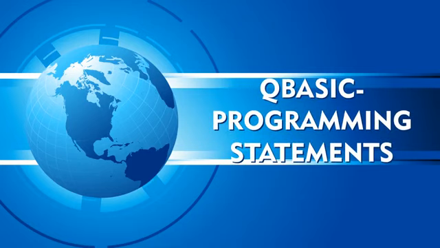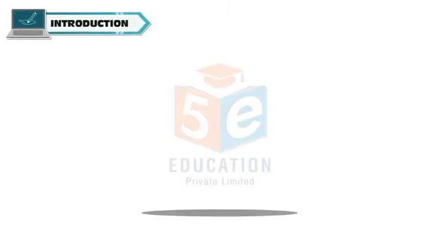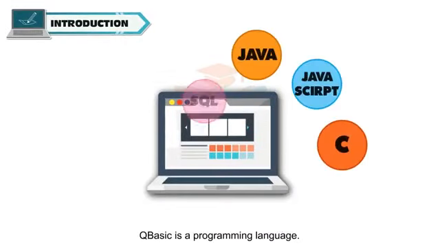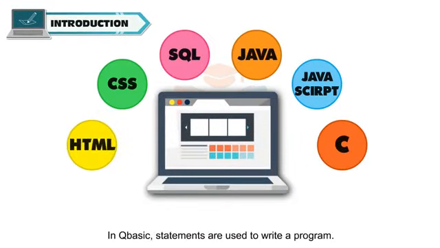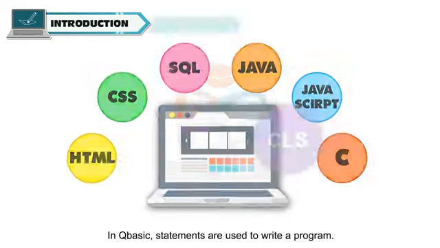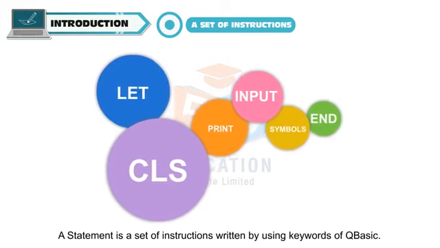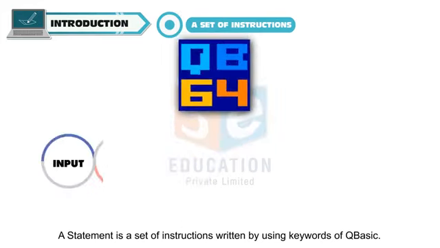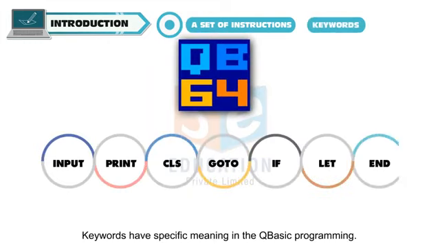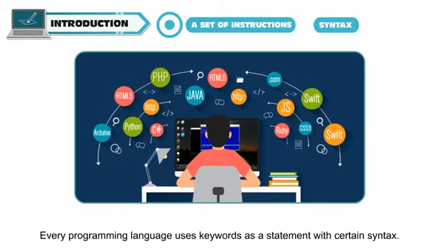QBASIC Programming Statements. Introduction. QBASIC is a programming language. In QBASIC, statements are used to write a program. A statement is a set of instructions written by using keywords of QBASIC. Keywords have specific meaning in the QBASIC programming. Every programming language uses keywords as a statement with certain syntax.